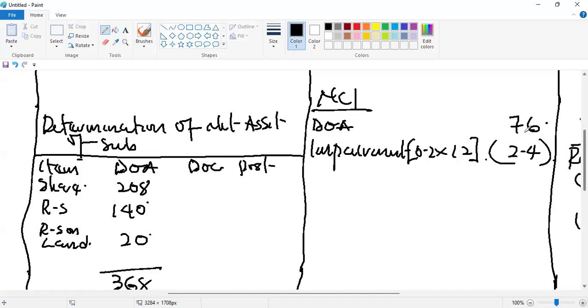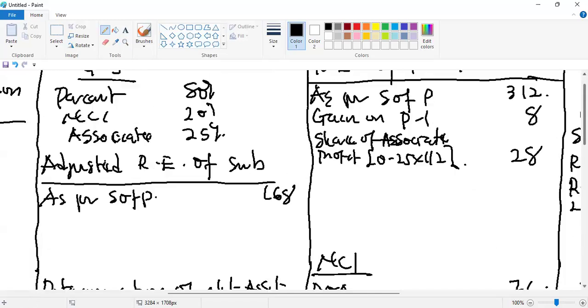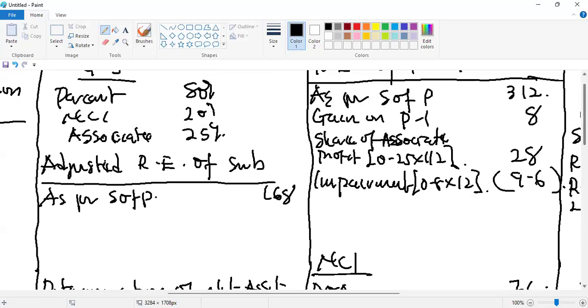Then the parent's, because it is fair value impairment, 0.8 times 12, is 9.6. 9.6 as impaired. Good. That is it. I'll go to the next one.